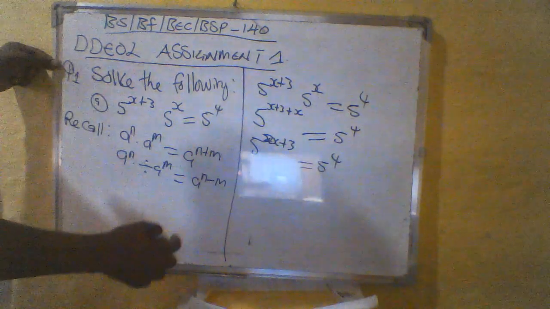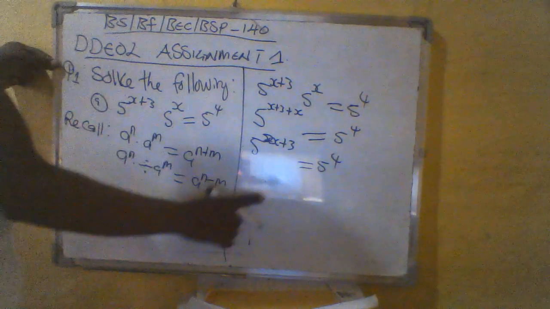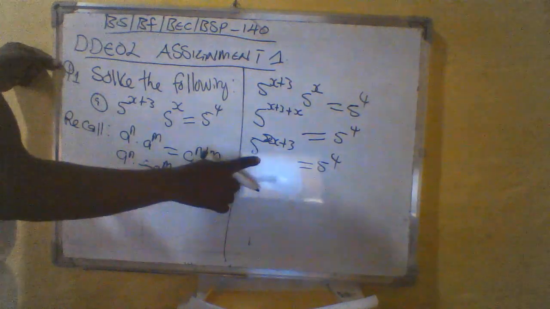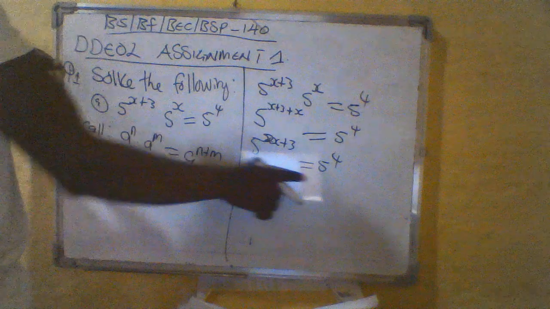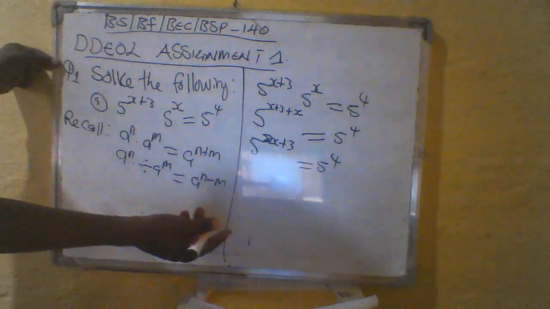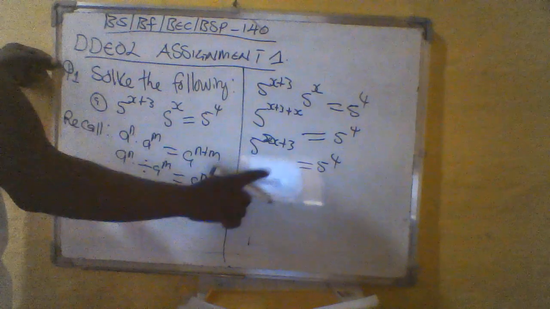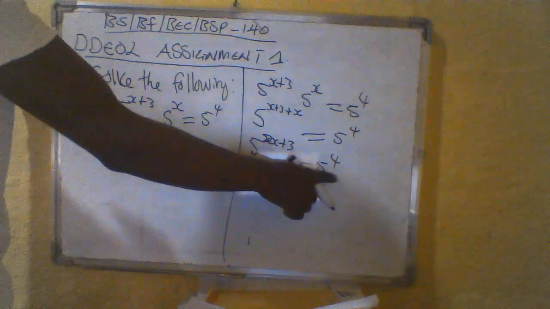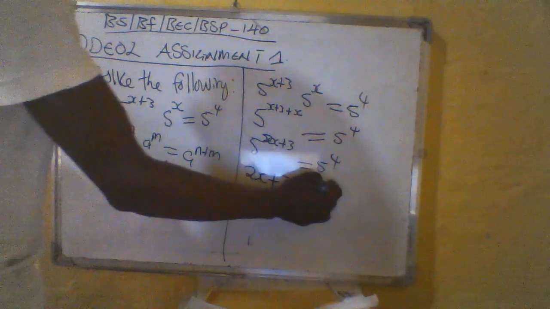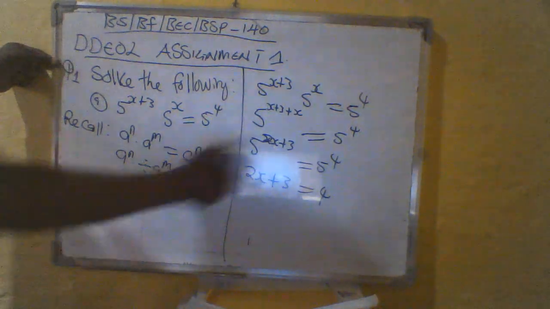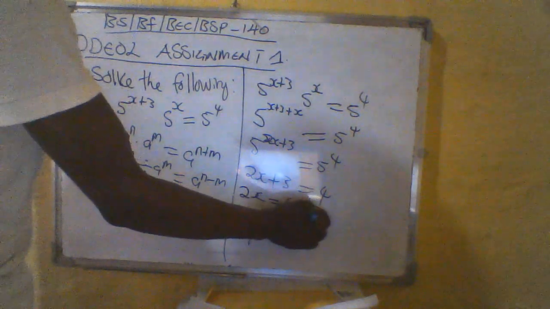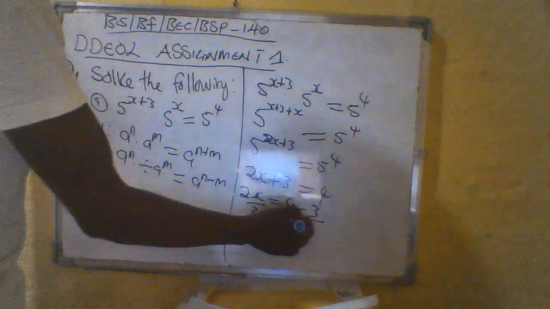Now, what is this? This is an equation, which means the left side is equal to the right side. If I compare the bases, they are 5 and 5. With an equality in between, it means even the powers should be the same. So this implies that the powers 2x plus 3 should be equivalent to 4. Then we can solve for x, where 2x equals 4 minus 3, over 2 over 2.